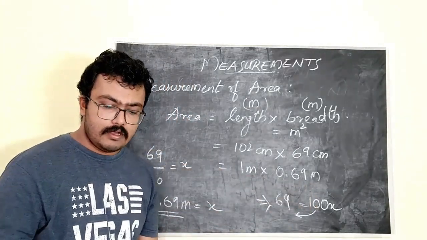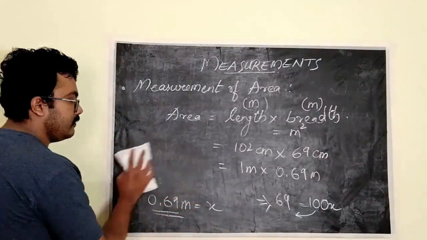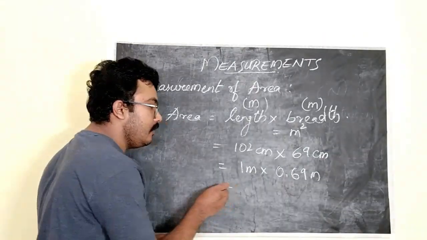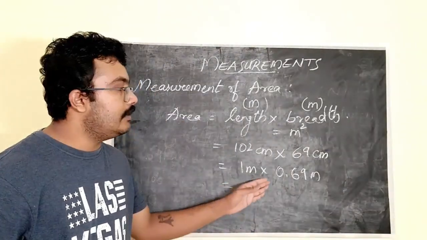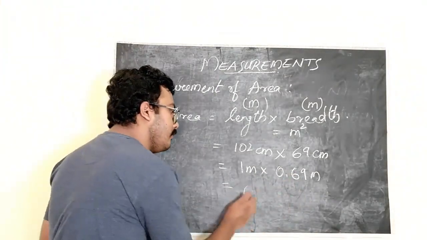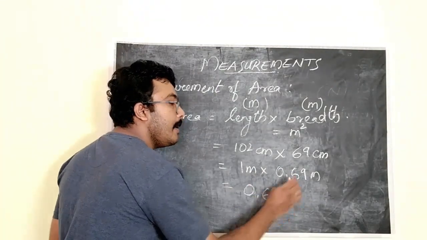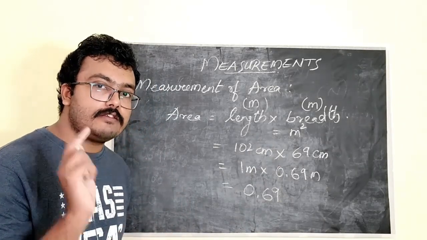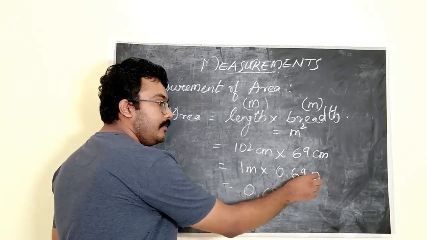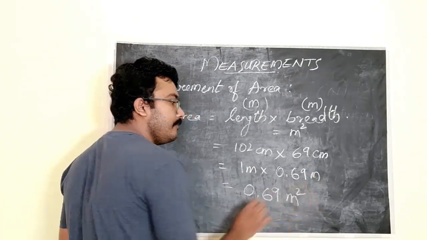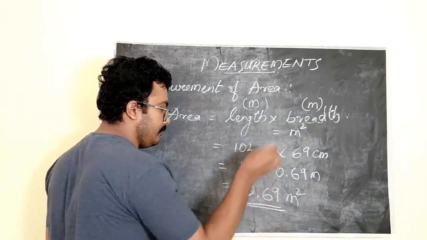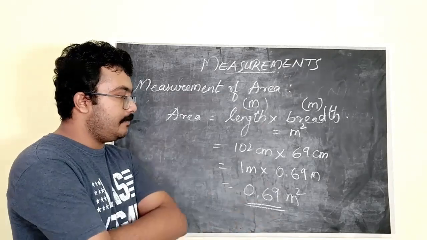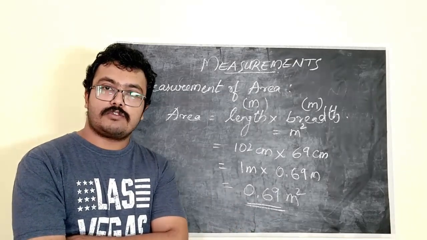0.69 meter. Now how do you do this? Just coming back to area, multiply these two. Very simple. 1 into 0.69 is 0.69. But the SI unit is very important. We already studied that. SI unit, meter into meter is meter square. So that's your answer. So the area of my blackboard is 0.69 meter square.